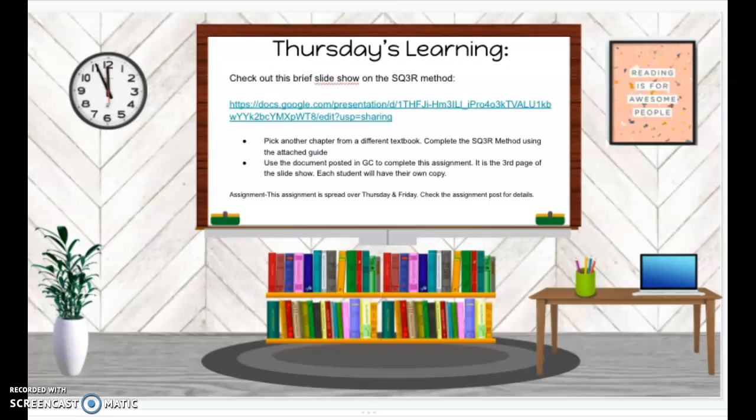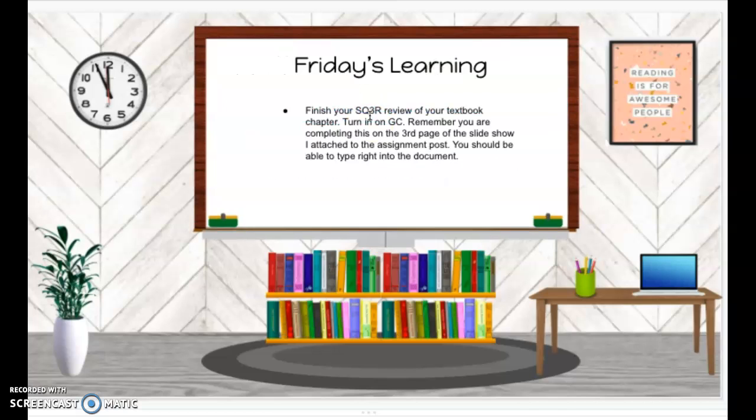For Thursday's learning, we're still working on that SQ3R method. There's a slideshow right here. It's also attached. Each person has their own copy. You're going to pick another chapter from a different textbook, and you're going to complete the SQ3R method using the guide I attached. The third page of the slideshow is where you type in your review of your chapter. You're going to do the same steps you did before: pick a different chapter, possibly in a different textbook, and survey, question, read, recite, and reflect, and tell me a little bit about each of those components for that strategy.